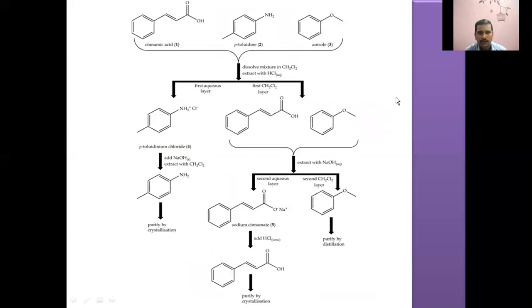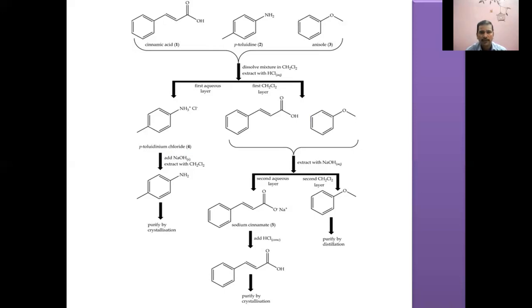This is also one of the important examples for the separation of three compounds which are present in a mixture, namely cinnamic acid, paratoluidine, and anisole. Cinnamic acid is acidic. Paratoluidine is basic because of the amino group. Anisole is quite a neutral compound.